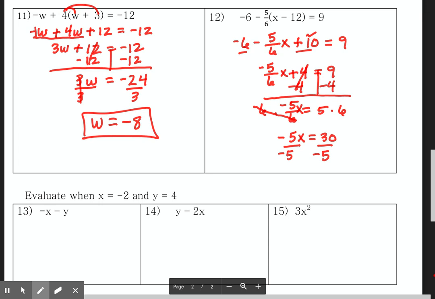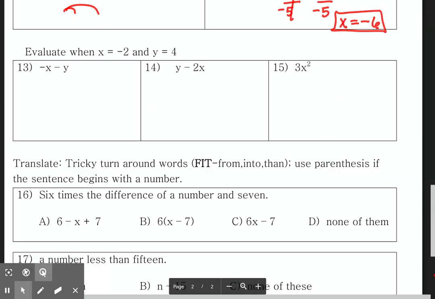All right, that cancels out. So our x is equal to 30 divided by negative 5, which is negative 6. All right, so the next thing we're going to do is to evaluate. I know this seems like a lot, but this is kind of a review of what you've been doing the last couple years. So we're hoping that you catch on and clean out some of those cobwebs, so we can move on to other algebraic things.